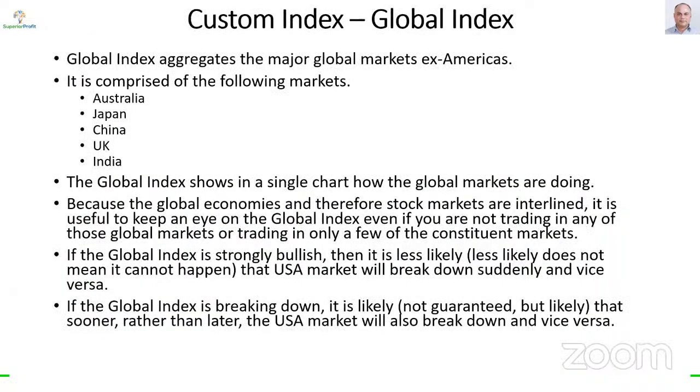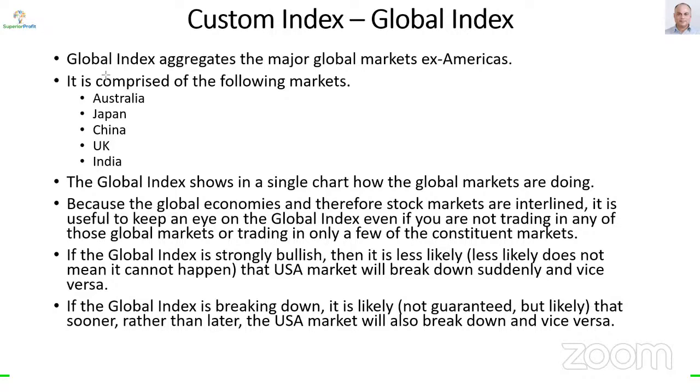Then another custom index, the last one, that is the global index. All the markets are nowadays linked. For example, banks are linked in a way by interest rates. Metal stocks are linked by the price of the commodities. Same for oil. IT stocks are very large. IT stocks are now global stocks, multinationals, very large global stocks. They are affected by different countries' economies. So they are all related.